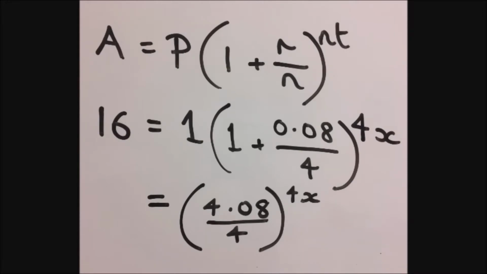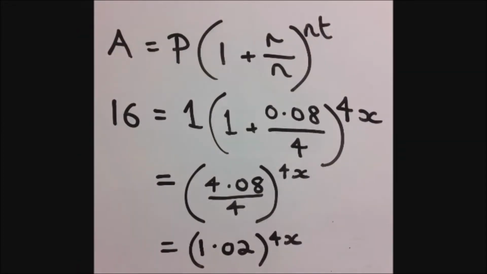We now have 4.08 divided by 4, lowest common denominator of 4, not too difficult. Let's simplify that because we're dividing that by 4, so 1.02, in brackets, parentheses, all raised to the power 4x. Now this, I guess, is where it begins to get a little bit more difficult, and we assume you have other skill sets, including exponents, radicals, and how to manipulate them.